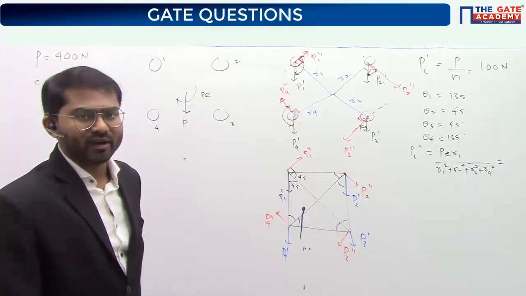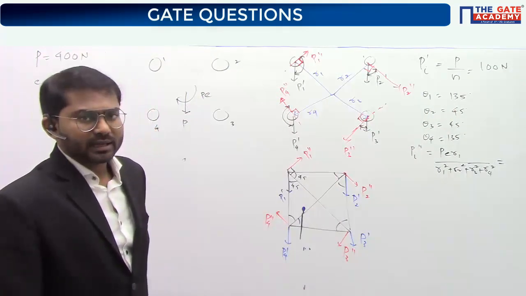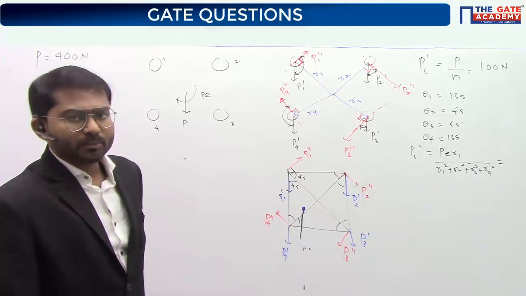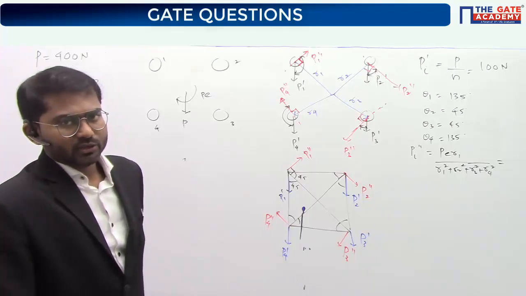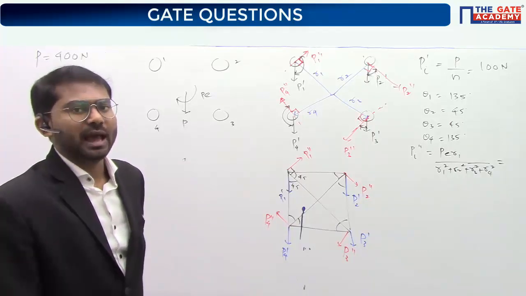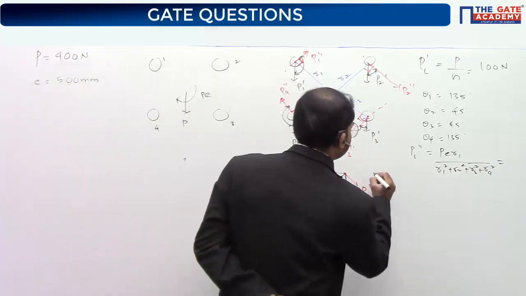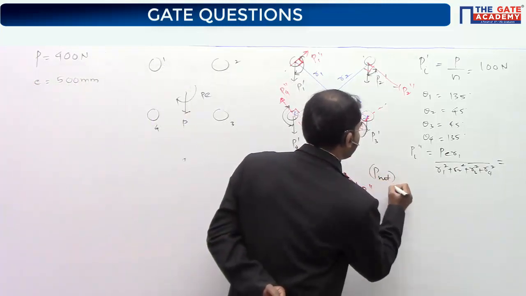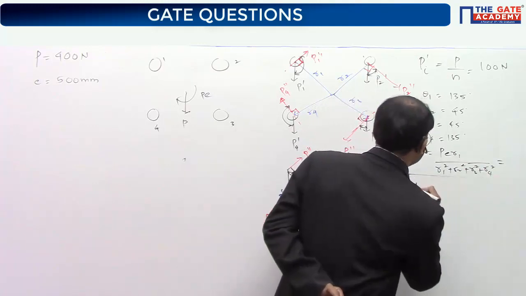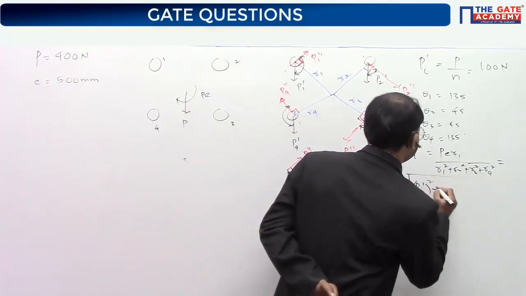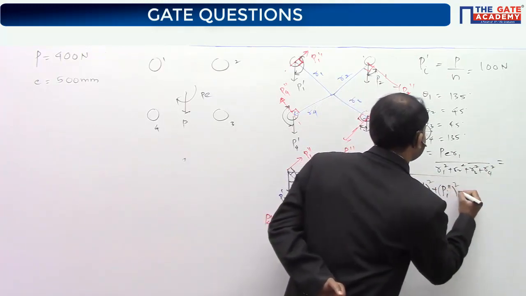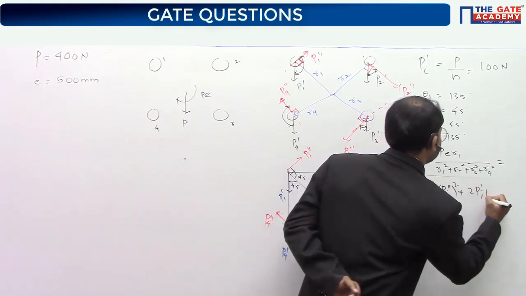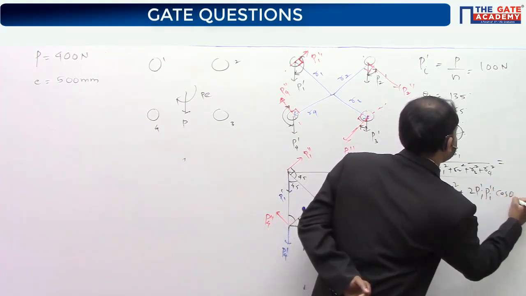Okay, so you got the secondary load value. You can do the calculations. Now you got primary load, secondary load. So if you assess which one will have the highest value of net load, the net load formula is given by Pi dash square plus Pi double dash square plus 2 Pi dash Pi double dash cos theta i.